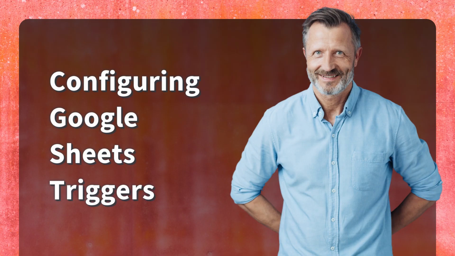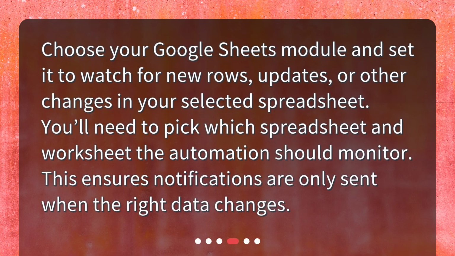Configuring Google Sheets triggers. Choose your Google Sheets module and set it to watch for new rows, updates, or other changes in your selected spreadsheet. You'll need to pick which spreadsheet and worksheet the automation should monitor. This ensures notifications are only sent when the right data changes.